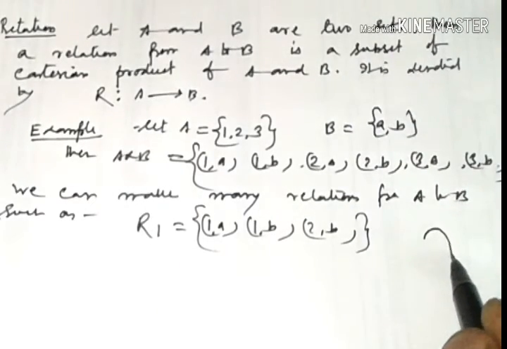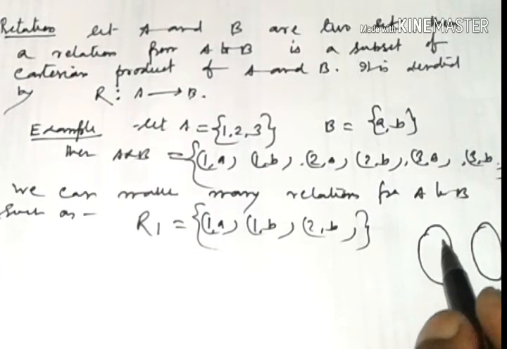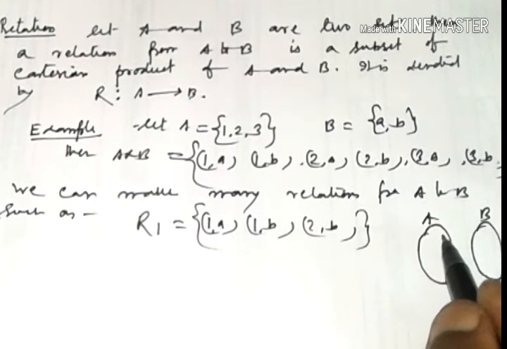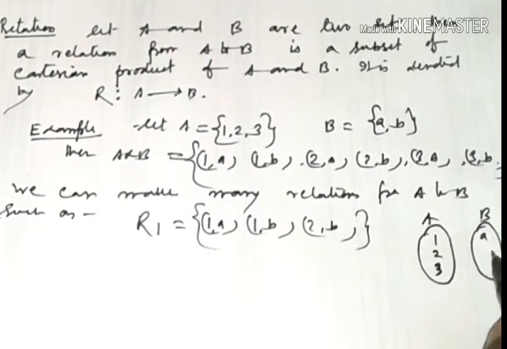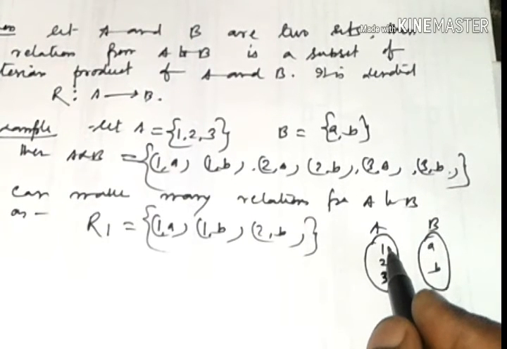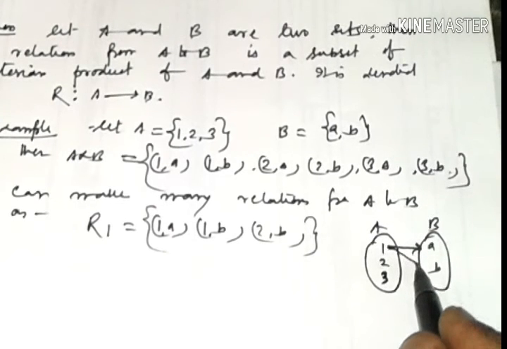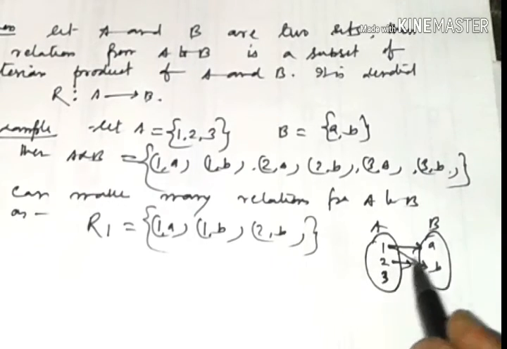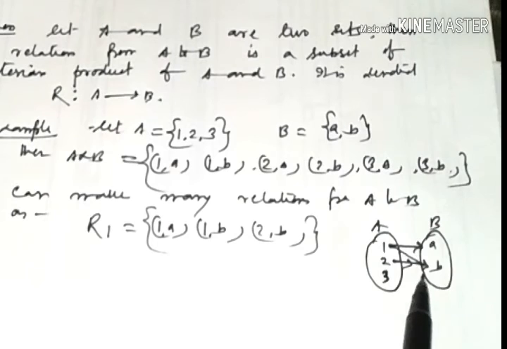We can draw a diagram like this. This is A, this is B, 1, 2, 3, a, b. 1 is related to a, 1 is related to b, 2 is related to b. This is the relation from A to B.